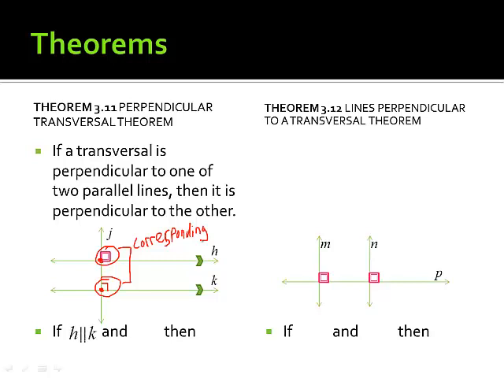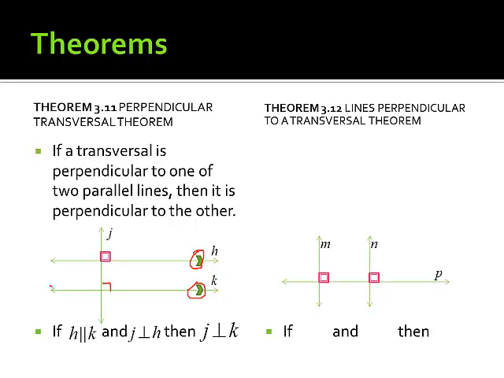So we state if H is parallel to K, and we also know that J is perpendicular to H, we can automatically conclude from this that the J line is also going to be perpendicular to K's line because it's already perpendicular to one of the lines that's parallel to the previous. So these two lines are parallel, and that can actually be proven by the corresponding angles theorem.